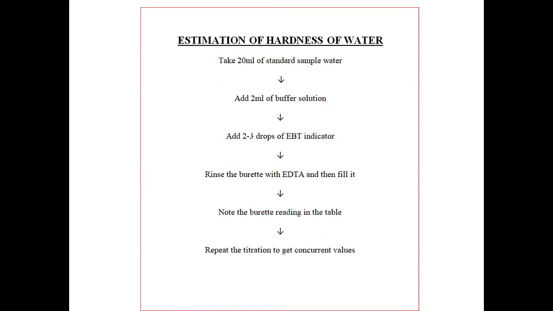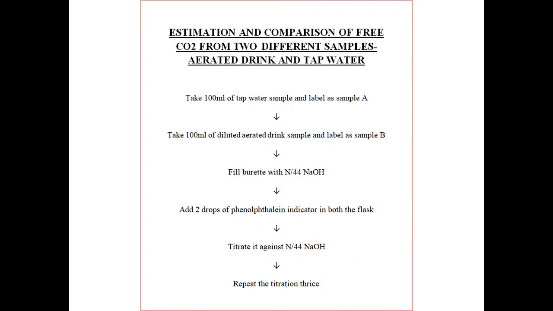For question number 1, estimation of hardness, that is your first option. You have to take 20 ml of the standard sample water. In that you will add 2 ml of the buffer solution. After that you will add 2 to 3 drops of EBT indicator. Rinse your burette with the EDTA, and after that fill it, titrate it, and note down the burette reading in the table. Repeat the titration to get concurrent values, and after that you will do your calculation part.